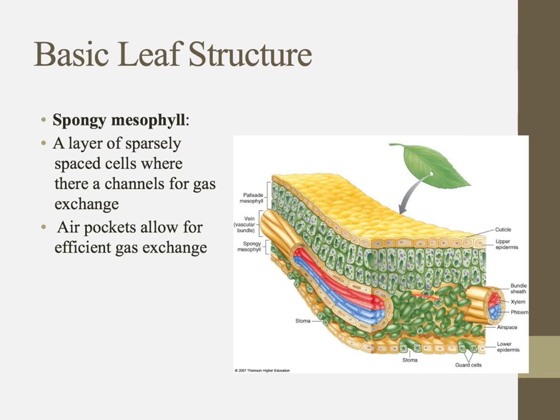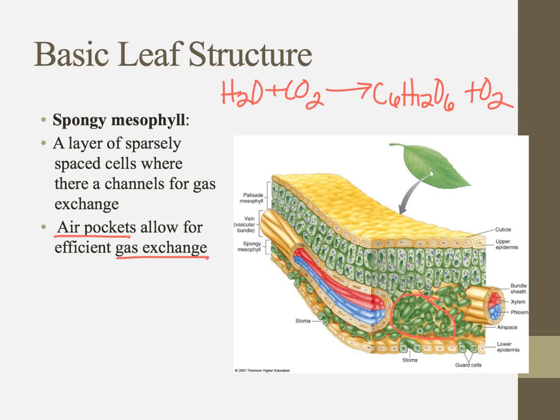Okay, so the other meso or middle part is this spongy mesophyll layer, and it's exactly what it sounds like. There's a bunch of air pockets in it. Okay, so there's sparsely placed cells, and there's channels here for gas exchange. And so that's why it's full of air pockets. Those air pockets are for gas exchange. Okay, so we've got two gases that are really coming in and out of these cells, and we need a space for that kind of exchange.